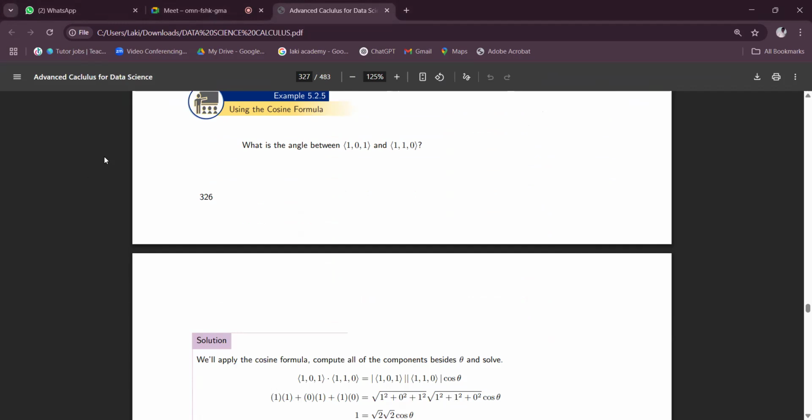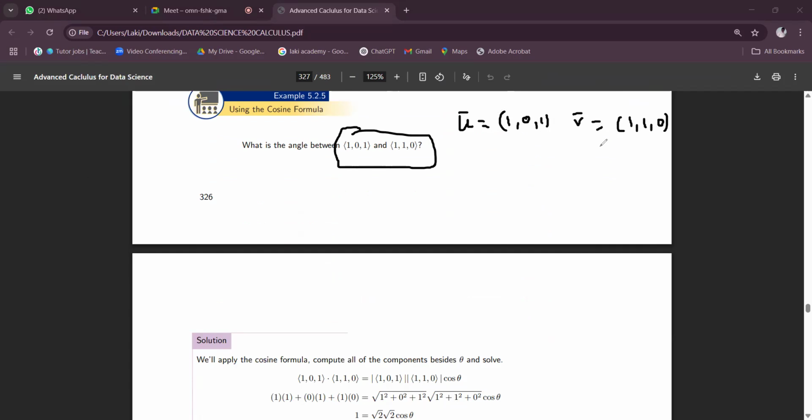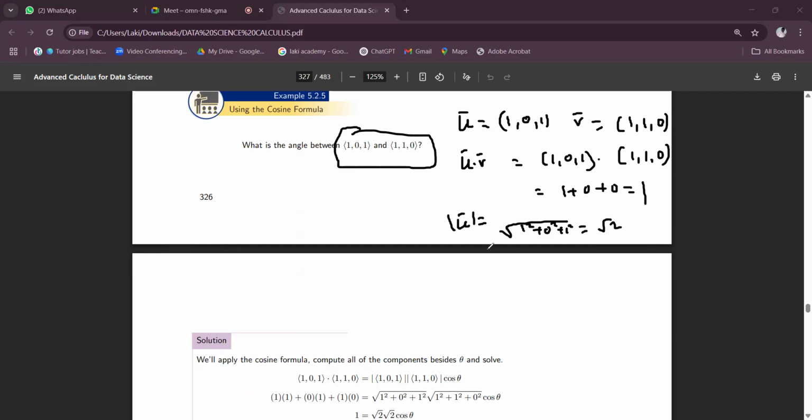Here we need to find the angle between the vectors. Vector u is 1 0 1. Vector v is 1 1 0. First do the dot multiplication. So it's going to be 1 plus 0 plus 0, which is 1. The magnitude is root 2.